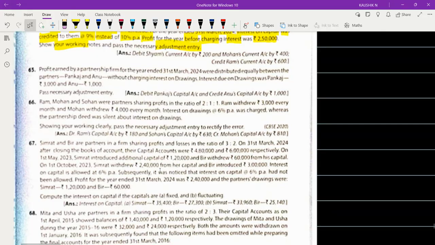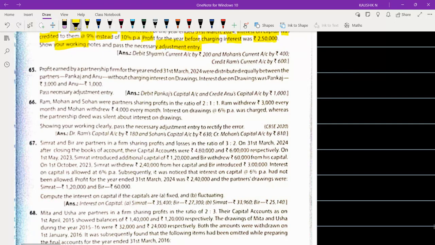Sum number 65. What is given in the sum? Can anyone read the problem? Profit earned by a partnership firm for the year ended 31st of March 2024 were distributed equally between the partners Pankaj and Anu without charging interest on drawings. Interest due on the drawings was Pankaj 3000 rupees and Anu 1000 rupees.